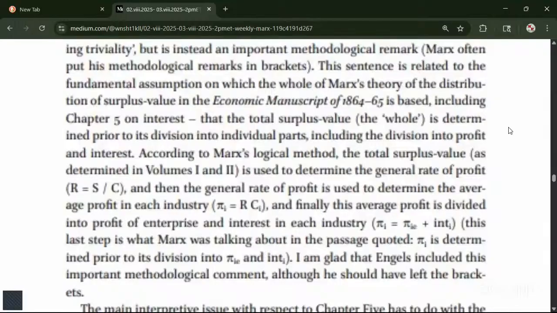And finally, this average profit is divided into profit of enterprise and interest in every industry. That is, pi I equals pi IE plus INT sub I. Now, this last step is what Marx is talking about in the passage quoted. Pi sub I is determined prior to its division into pi sub IE and INT sub I. I'm glad that Engels included this important methodological comment, although he should have left the brackets.